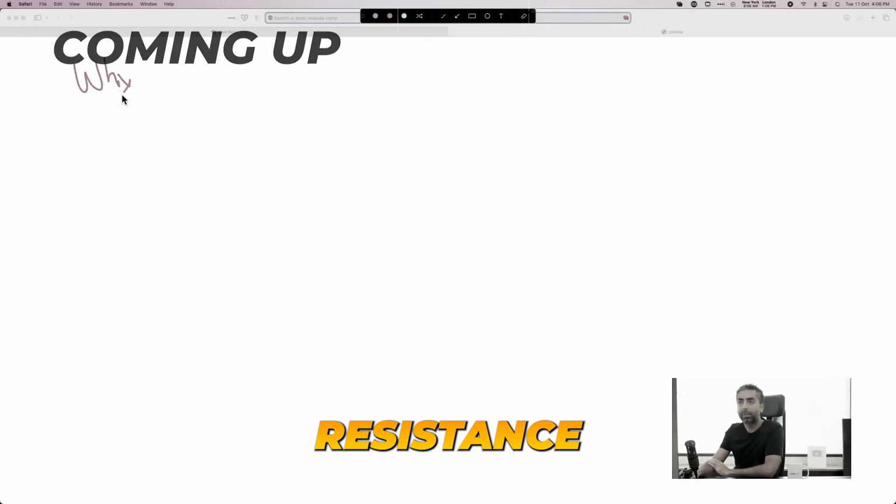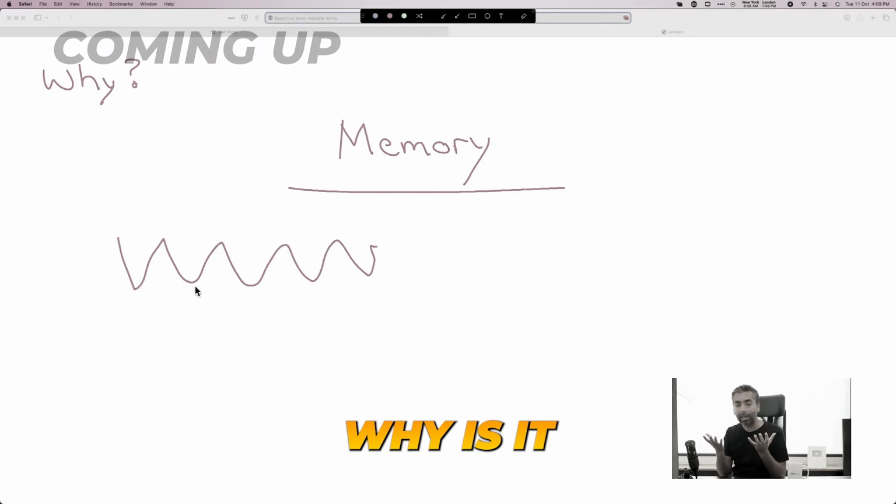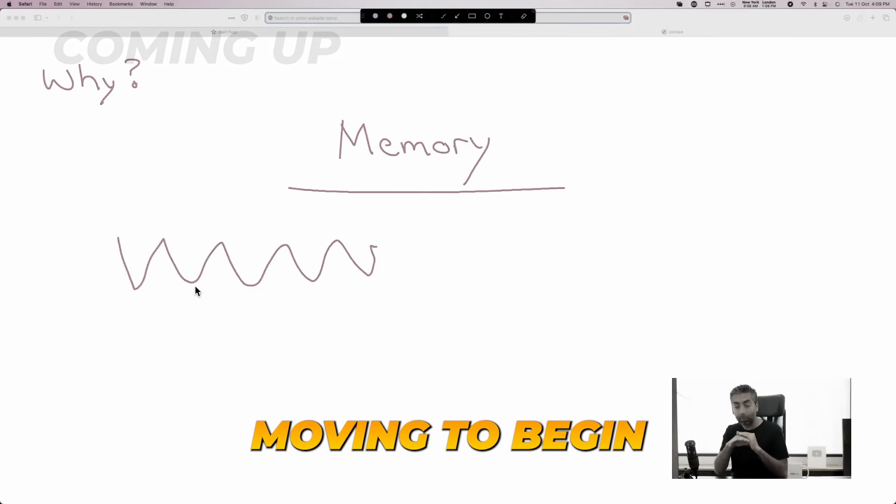Why is support resistance important? You've all heard of the concept of the trend is your friend. Well, then look for the trend. Why is it turning red? Why is it turning green? Why is it moving to begin with?